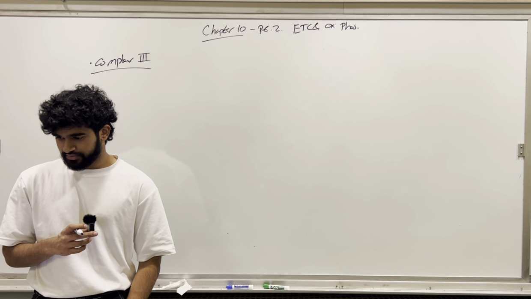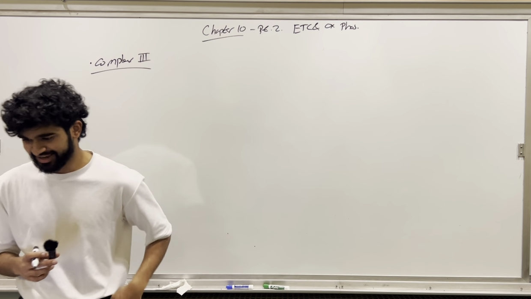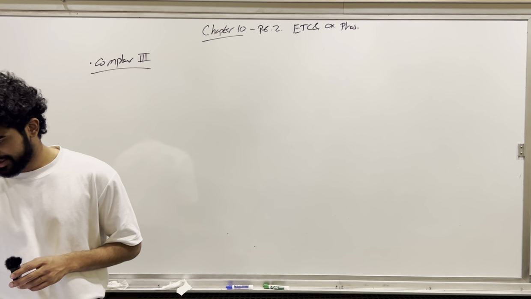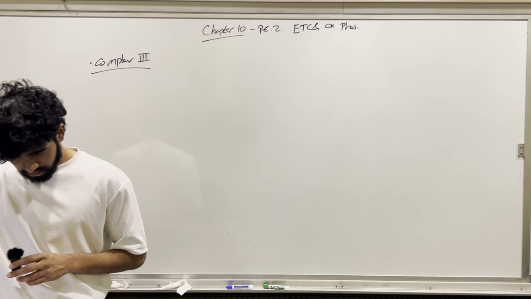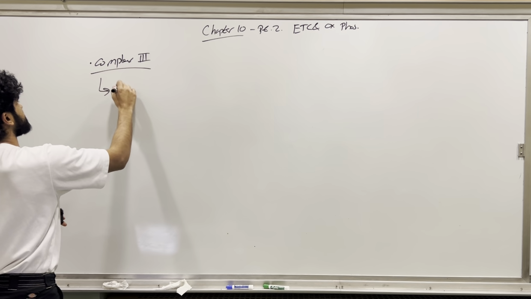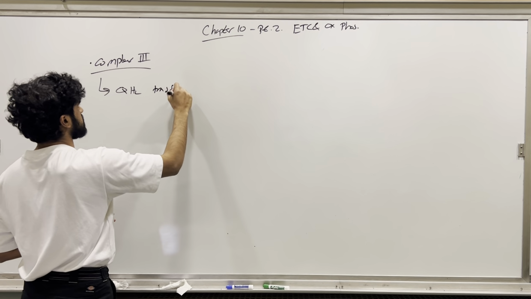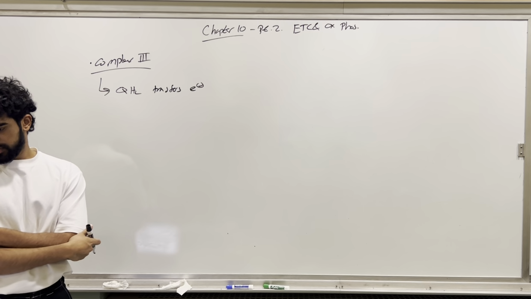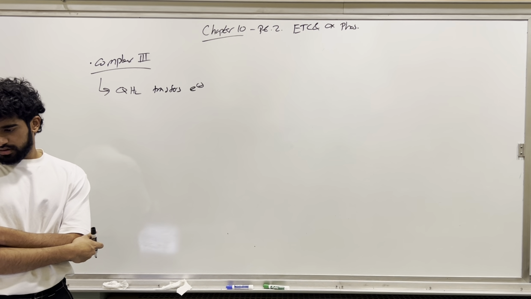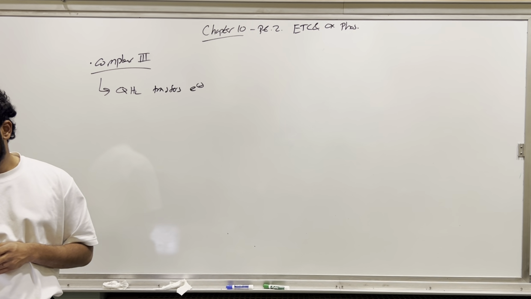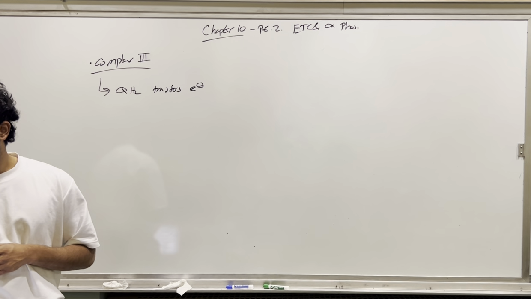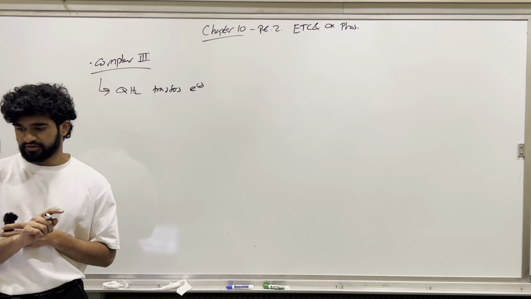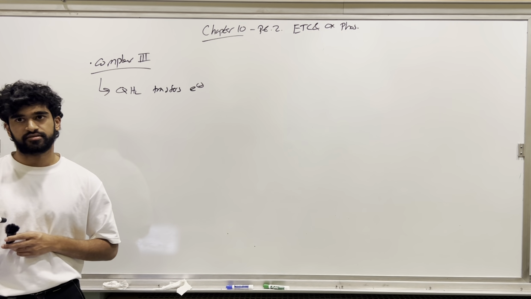Now, this is kind of where it gets a little fucky. So complex 3 begins with QH2. So QH2 transfers the electrons, right? And there's no real intermediate here. It just kind of goes from Q to cytochrome C, right?